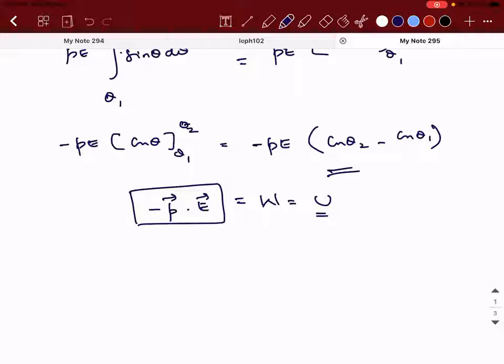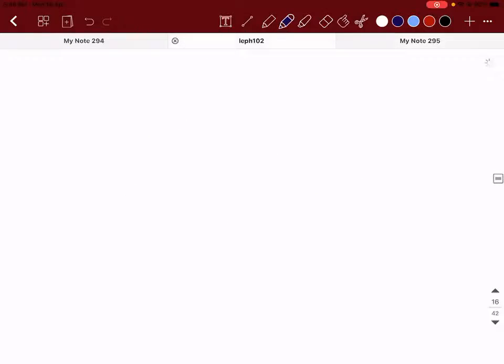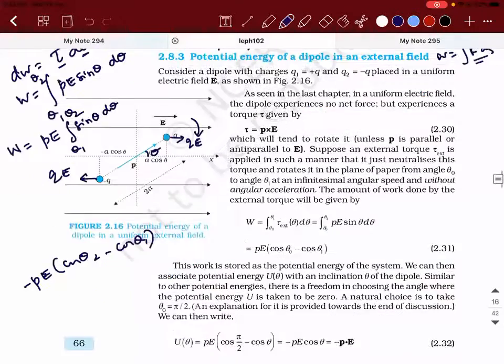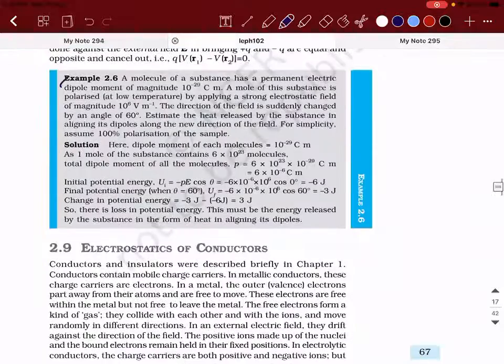Initially from theta 1 to theta 2, it moves from one angle to another. That's it. Right? Is it clear? Now see, we'll do a problem based on it. Read the question carefully. The question is very big, but the answer is very small.